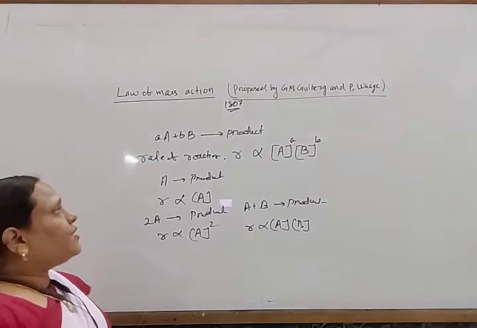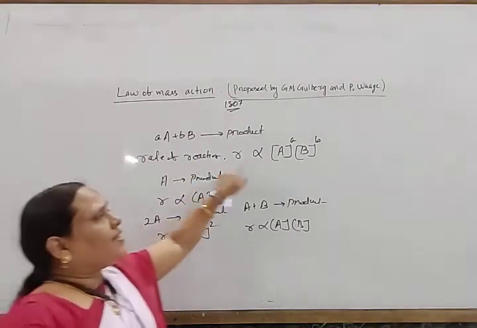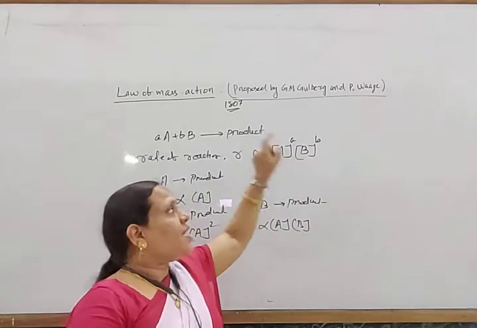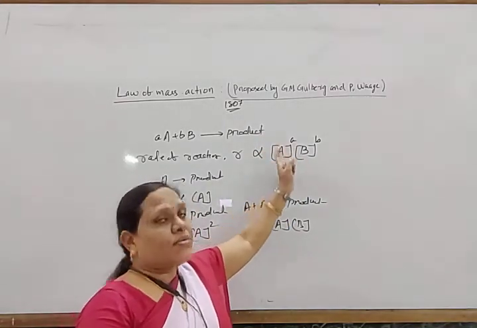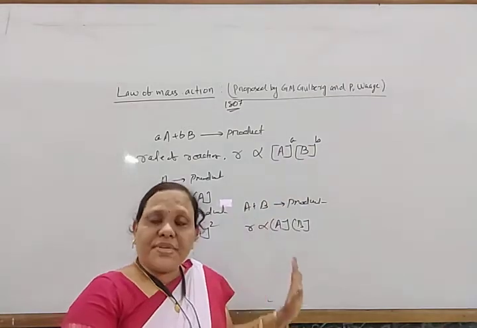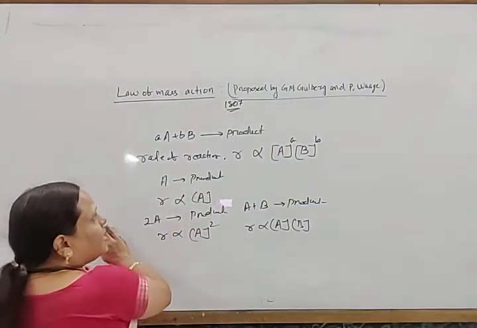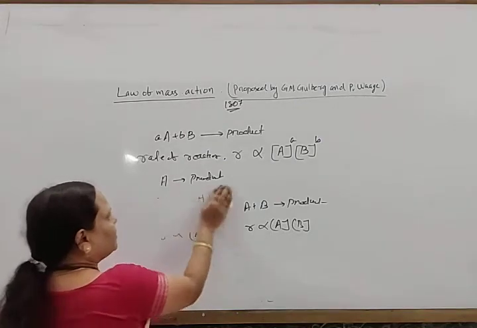So in this way, the rate of a chemical reaction is directly proportional to the product of molar concentration of the reactant species, each term raised to the power equal to its coefficient as represented in a balanced chemical equation. So this is known as the law of mass action.